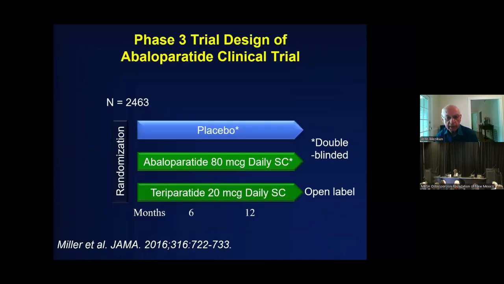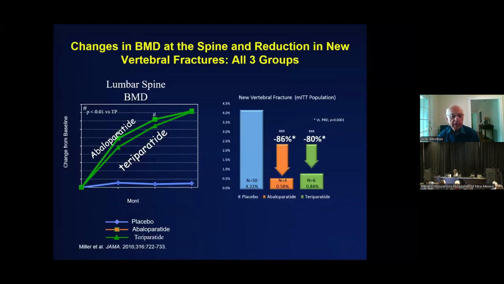So you all know about the clinical trial. Paul Miller, hi Paul, was the first author of this very important paper that gave the results of the phase 3 clinical trial of abaloparatide. The placebo and abaloparatide arms were double-blinded. The teriparatide arm was open label. Comparing abaloparatide with teriparatide in terms of bone density on the left, they were more or less equivalent and much greater in changing bone density than placebo.